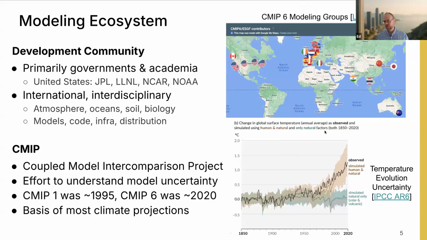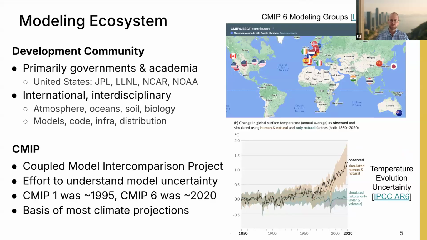Okay, so the modeling ecosystem, the contributors to these things are primarily governments and academia. In the US, a lot of national labs kind of organizations work on this. Jet Propulsion Laboratory, Lawrence Livermore, NCAR, and NOAA, they're big contributors in this space. But this is a very international effort. So Europe has a lot of research centers that contribute, as do Asia and Australia. And this is very, very interdisciplinary.